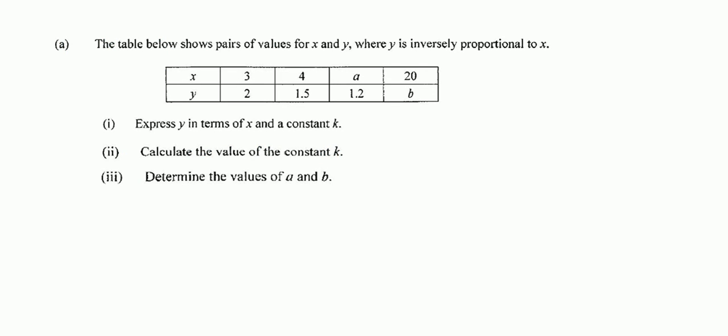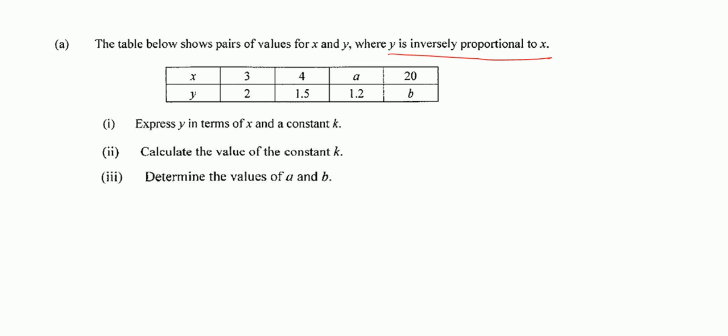Alright, so we have a table showing pairs of values of x and y. They tell us that y is inversely proportional to x. Part 1 says to express y in terms of x and a constant k.